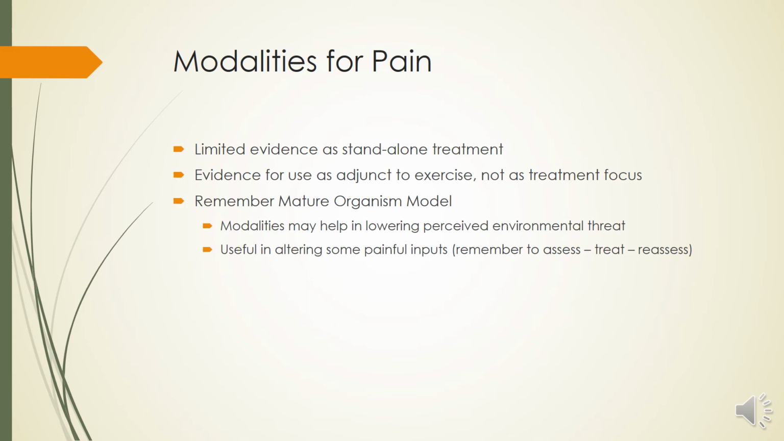I would argue that based on the mature organism model, think back to that, think how we're always scrutinizing for threat, that modalities could help in lowering the perceived environmental threat. And they could be useful in altering some of those painful inputs. So remember, we're taking in cues from the environment, from our own tissues, we're scrutinizing, we're thinking about threat, and then we change our outputs. So the modalities, I think, can lower that environmental threat. They may change some of those tissue perceptions, and that might be a way to modulate the pain experience.